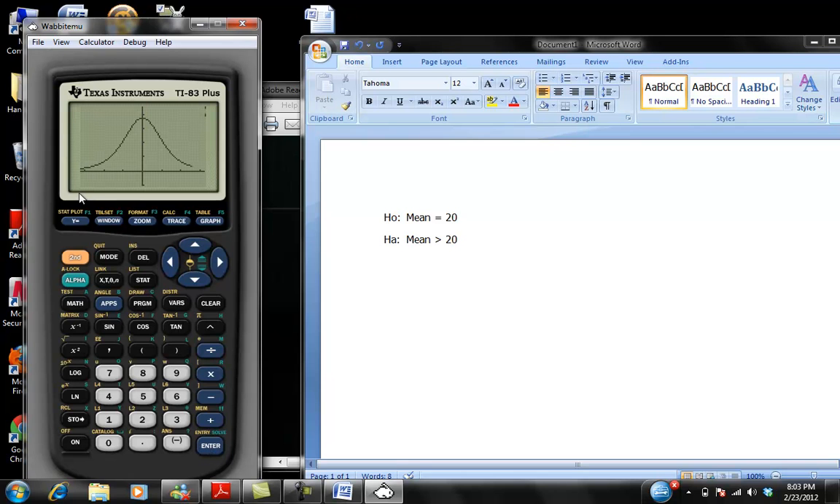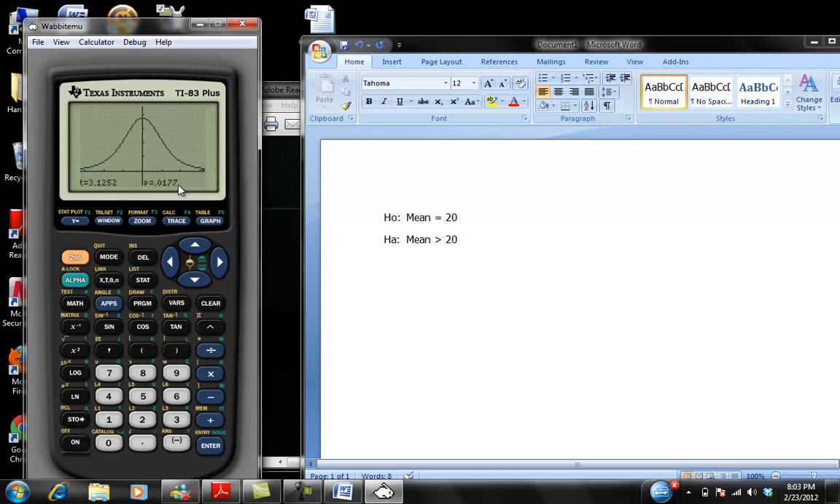So the test statistic right here, 3.1252, is what you would get if you use that formula in the book: number minus mean divided by standard deviation divided by square root n. So that's your t. And then your calculator gives you a p-value of 0.0177.